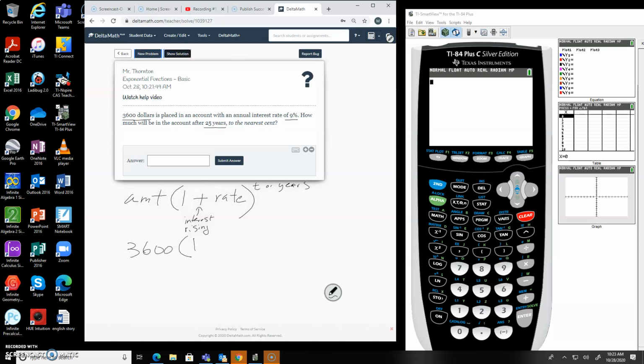parentheses 1 plus. Our rate is 9%, and then we need to put that in decimal form, and that's going to be 0.09 parentheses. And then our years, 25 years. That's going to be our exponent. And all we've got to do is put that in our calculator.